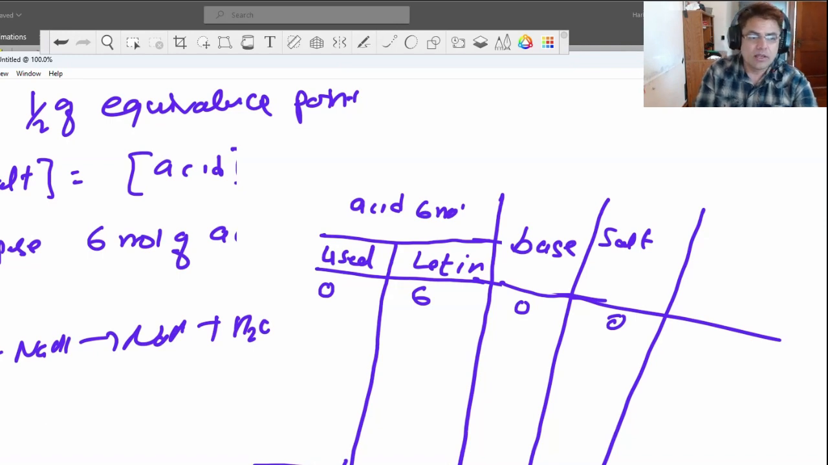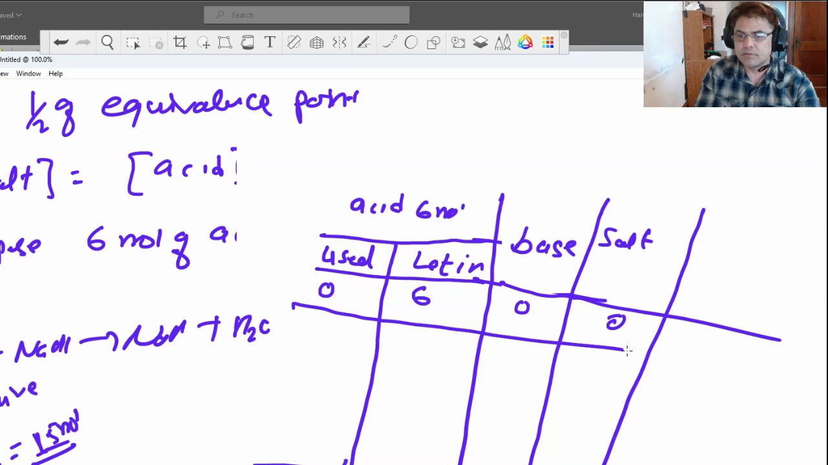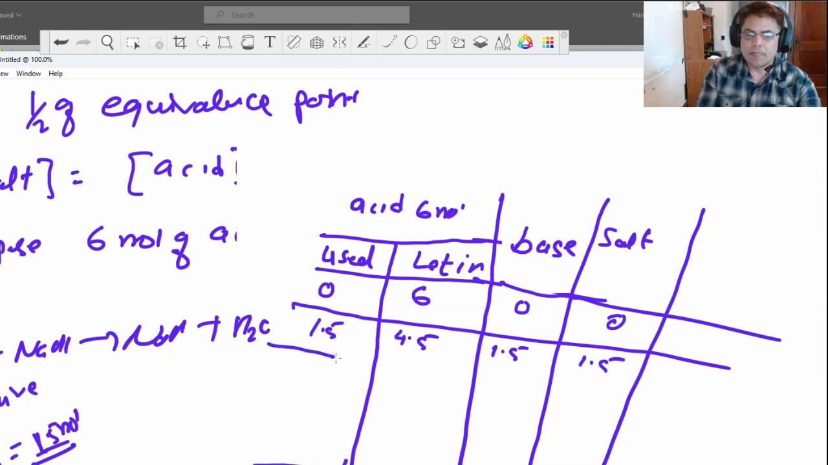What happens at 1/4 of the equivalence point? 1/4 times 6 mole, where 6 mole is the equivalence point. That is equal to what? 1.5, right? 1.5 mole will be used. So at 1/4 of the equivalence point, used is 1.5, left is 4.5, base will also be 1.5, salt will also be 1.5.